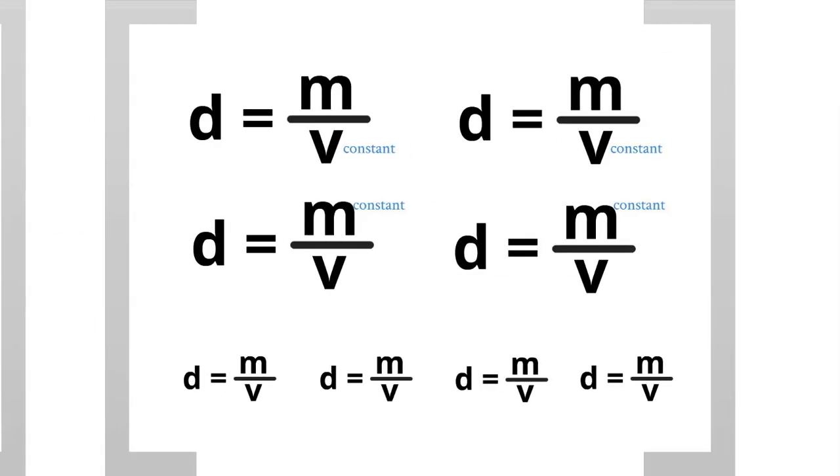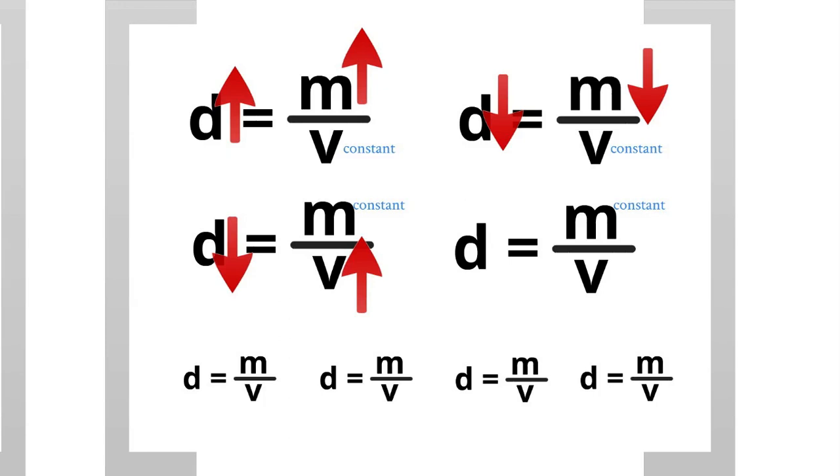So we saw that if we hold volume constant, if we increase the mass, density will increase. But if we decrease the mass, density will decrease. Now, what if we hold mass constant? So with constant mass, if we increase the volume, density will decrease. But if we decrease the volume, density will increase. Now, we know that if we increase the mass, density increases. We also know that if we decrease the volume, density increases.